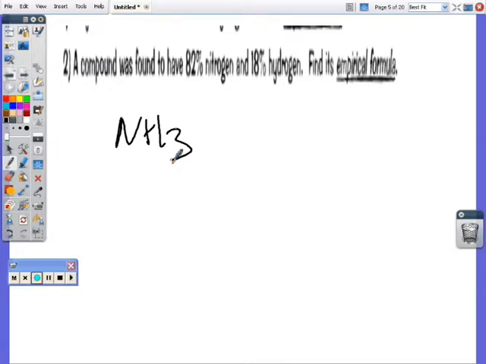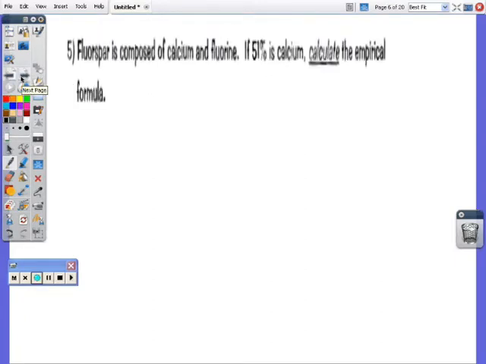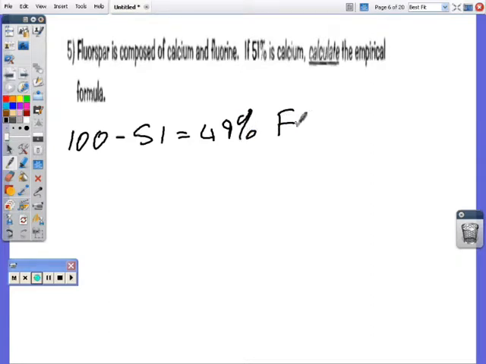Okay, if we move on to the next one, where we have a compound made up of 51% calcium, and the rest of it must obviously be 100 minus 51, which is therefore 49% of that compound must be fluorine. Okay, so if you pause the video now, I will put the answer up.